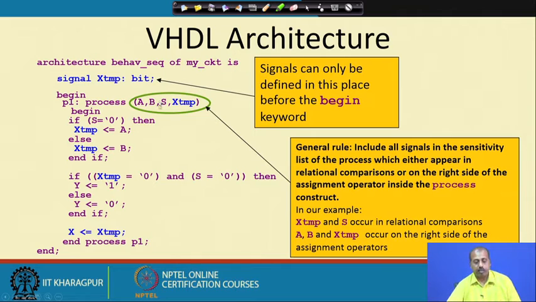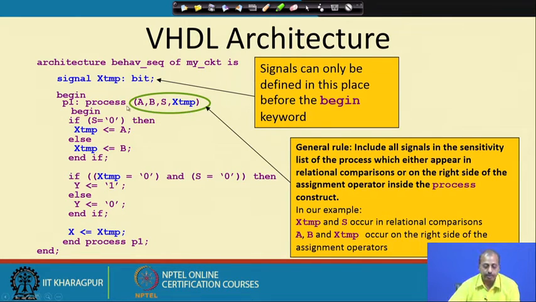Now, as I said, this process A, B, S, xtemp. If you look into this particular description, you will see that whenever any of these values change, like if the A value is changed, then this xtemp has to be recalculated. If the B value is changed, then xtemp has to be recalculated. The y value has to be recalculated, and the x value has to be recalculated. So, if any of these signal values change, I need to recalculate the values of x and y.